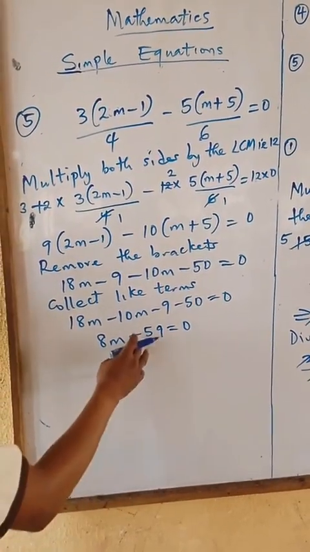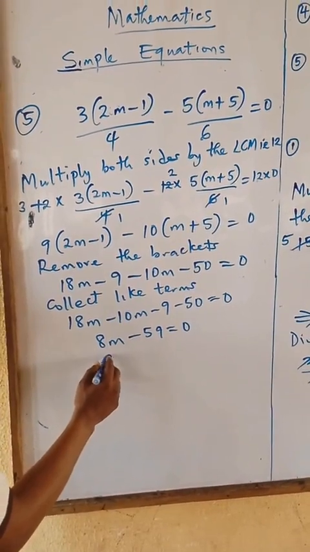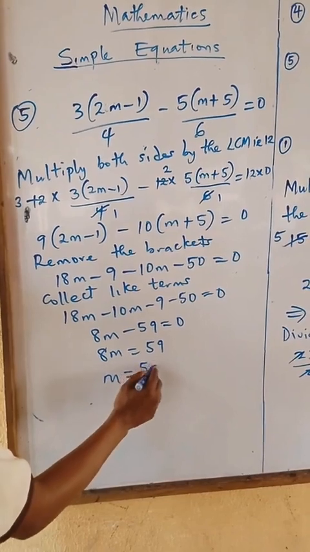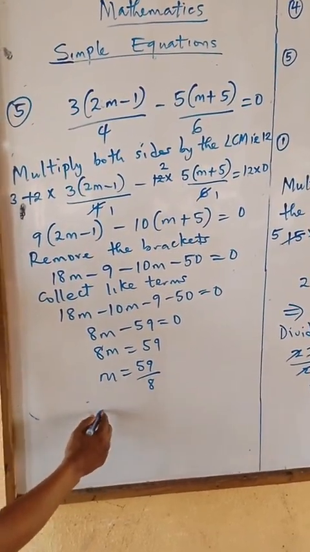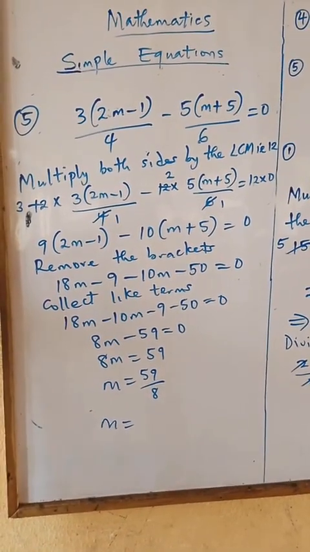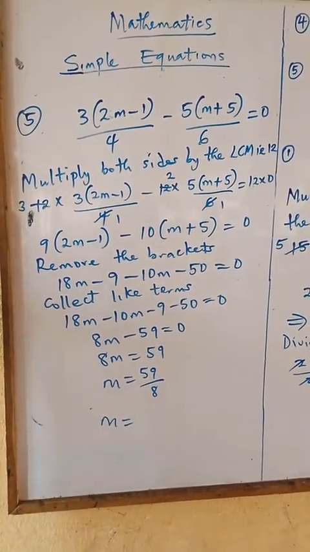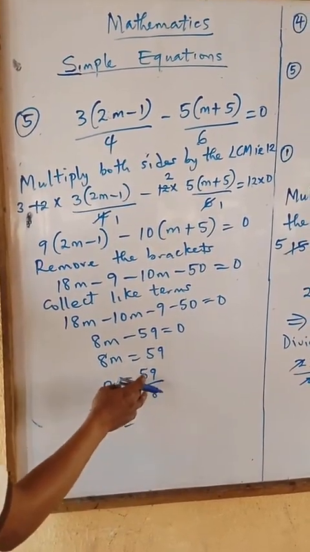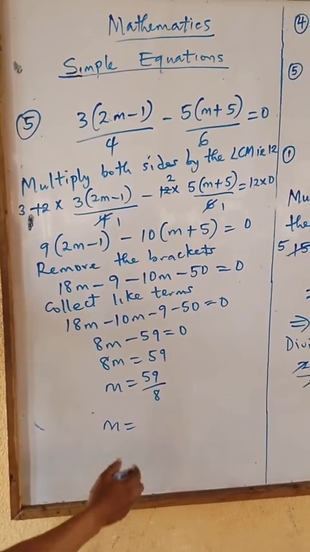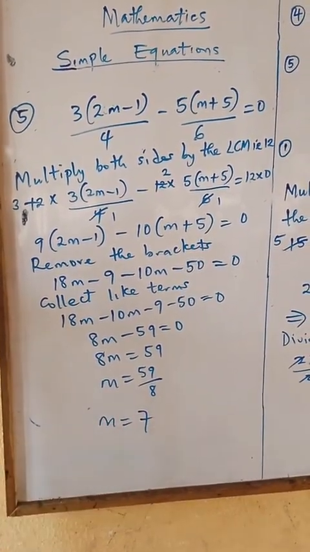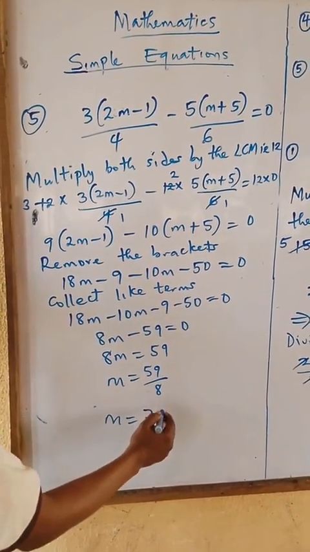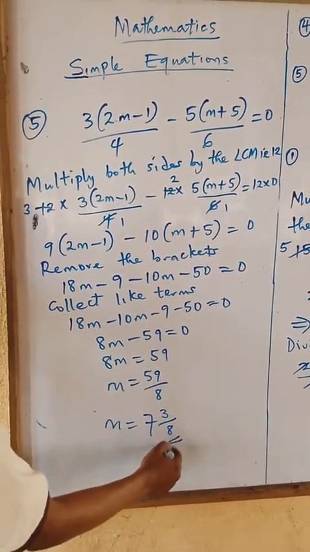And by the time minus 59 goes to the other side of the equation, we are going to have 8m is equals to 59, and m is equals to 59 over 8. Since we cannot divide this without having a remainder, we are going to leave our answer as a mixed fraction. How many 8s do we see in 59? That's 7. 8 times 7 will give us 56. So we are going to have 7 whole number 3 over 8.